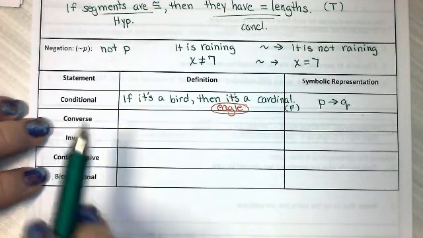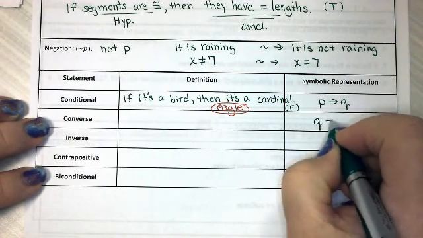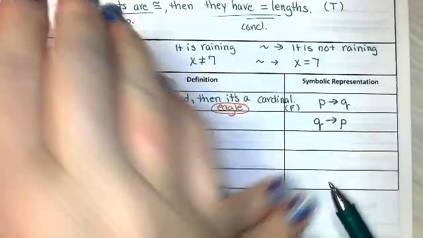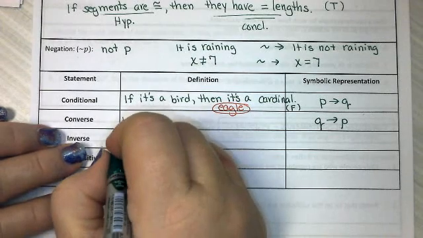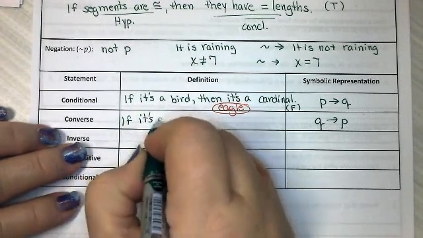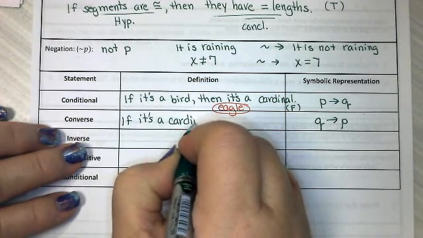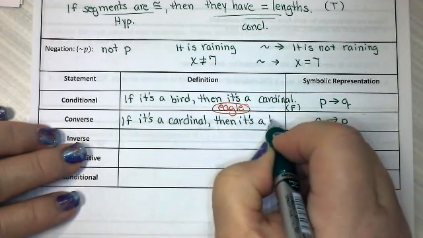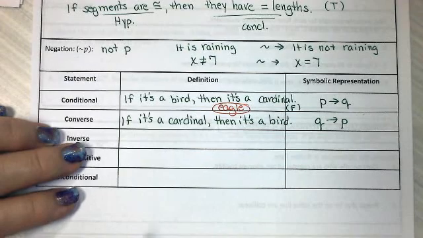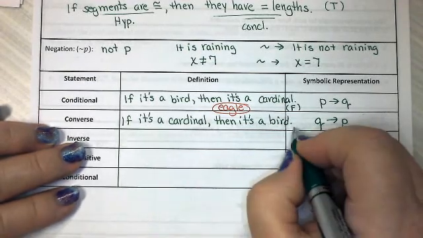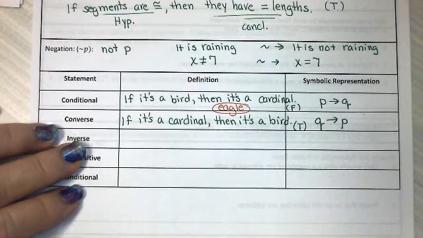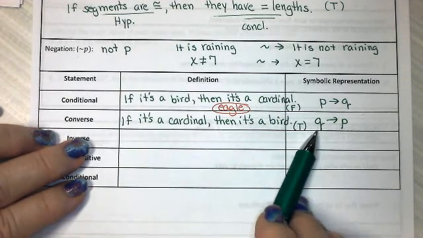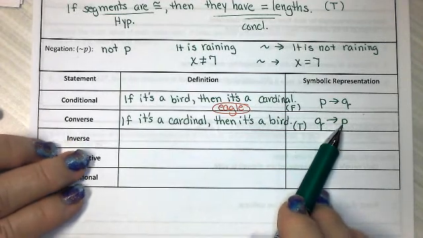All right, next up is what we call the converse. The converse is just going to switch things. It's going to be Q then P. So conditional, converse. They're going to switch places. So this time we write if it's a cardinal, then it's a bird. Now, is that a true statement? If it's a cardinal, then it's a bird. I think that's true. I've never seen a cardinal that wasn't a bird. So that's our converse statement. We switched it around to make it Q to P.